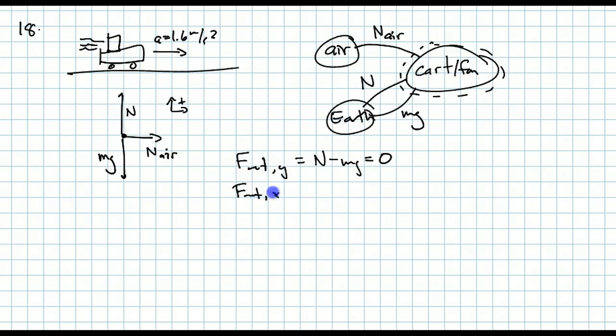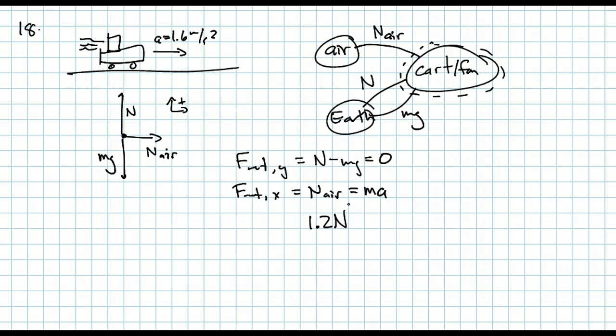And F net in the x dimension, we have just the normal force of the air, and that does not equal 0 because the forces are not balanced in the x dimension. So if the forces are not balanced, this must be equal to m times the acceleration in that dimension. It's Newton's second law. So we want to know what the mass of the cart is, so we can start using some numbers that we know.